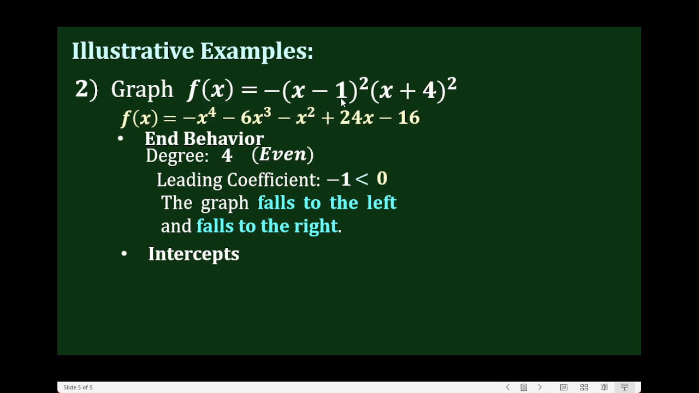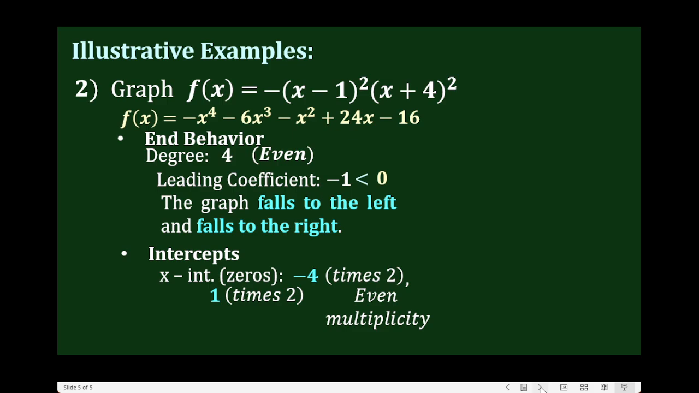So from here, x minus 1, we can easily identify the first x-intercept, which is 1. And here, x plus 4, the other x-intercept is -4, which are both multiplicity of 2 because of the exponent 2 from the factored form of the polynomial function. Okay, -4, which is multiplicity of 2, and 1, which is multiplicity 2. So the multiplicity is even, okay? And, okay, even zero multiplicity.